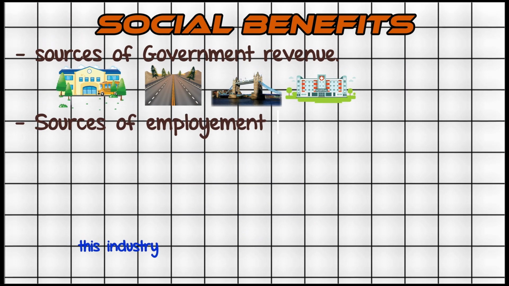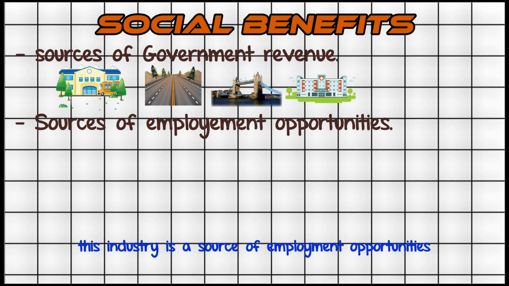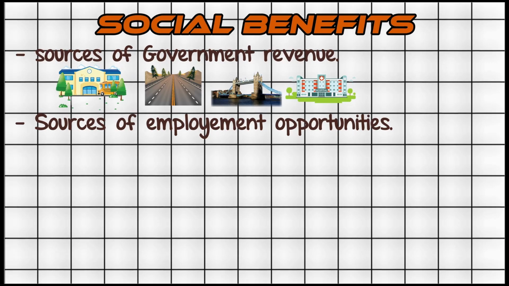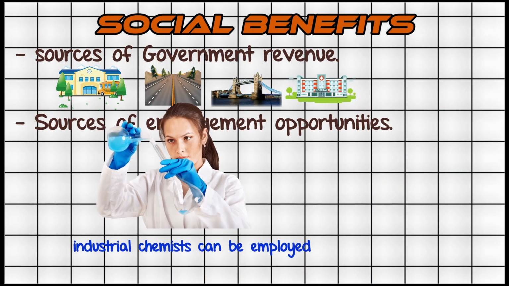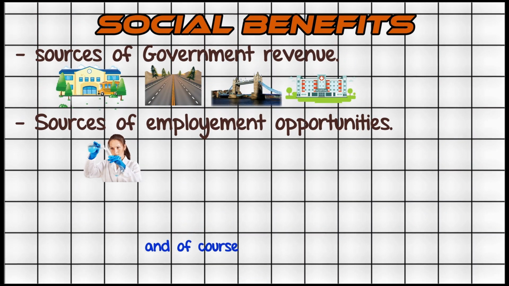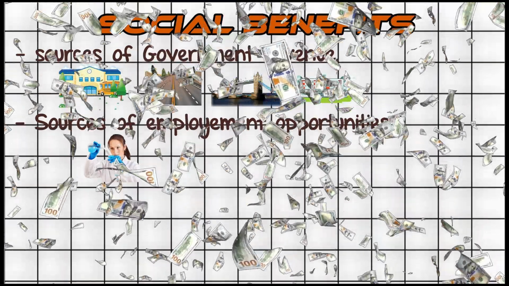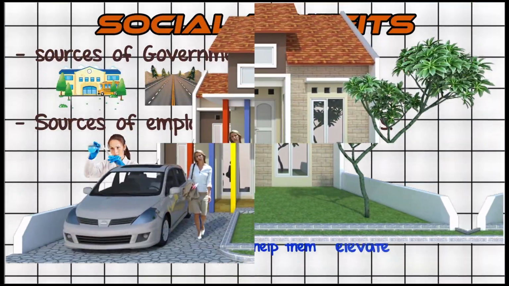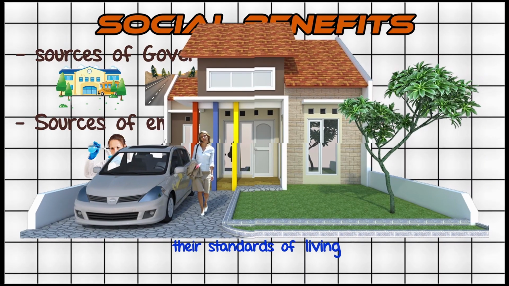Then these industries are sources of employment opportunities to the locals. For example, industrial chemists can be employed in these industries, and of course they will get paid. Once they get that income, it can help them elevate their standards of living.